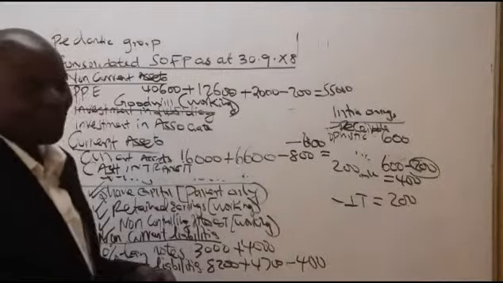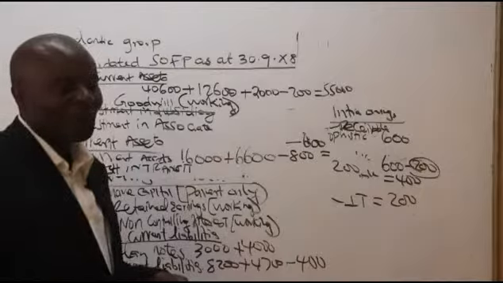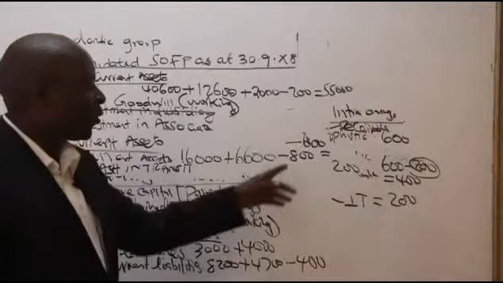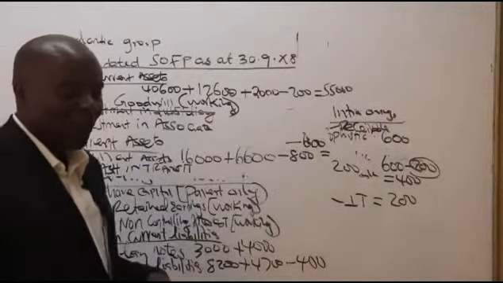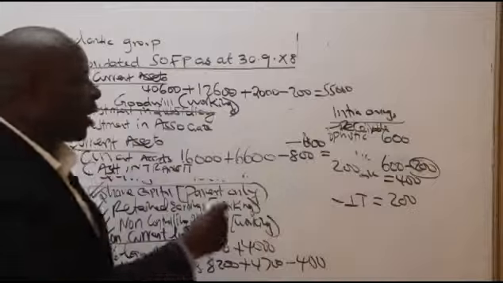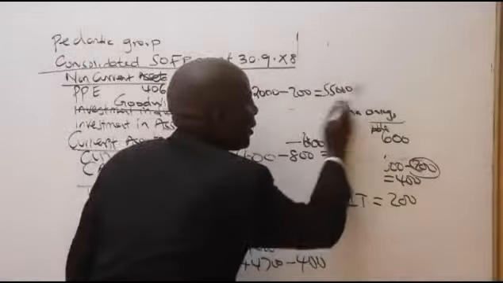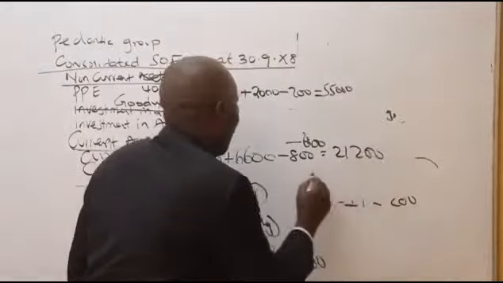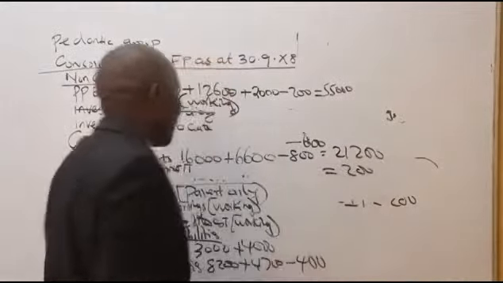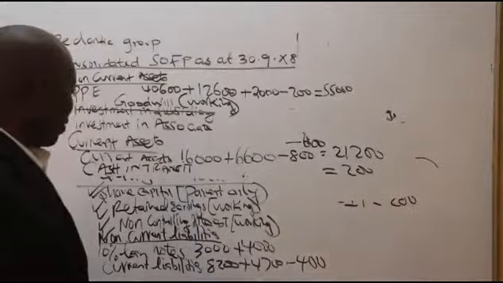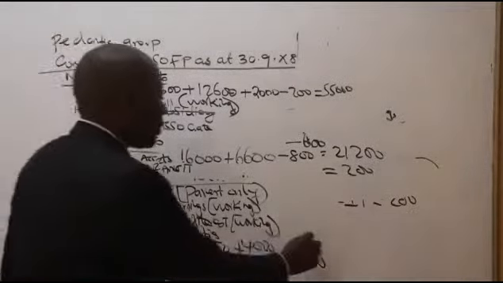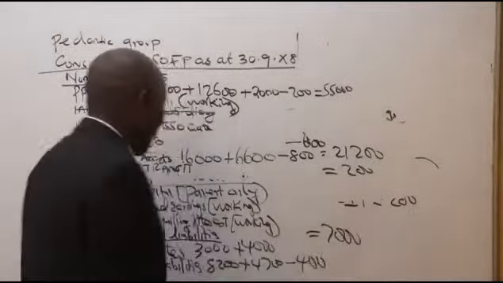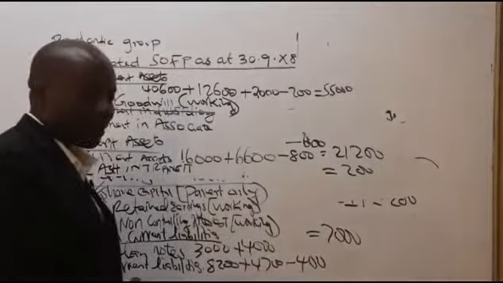We are supposed to go back to the office, but I would really want to have these figures. Is it 31 or 21? 21,200. So here we have 21,200. And then of course here we have 200, right? And then loan notes. Loan notes, what do we have? 7,000. Loan notes 7,000.